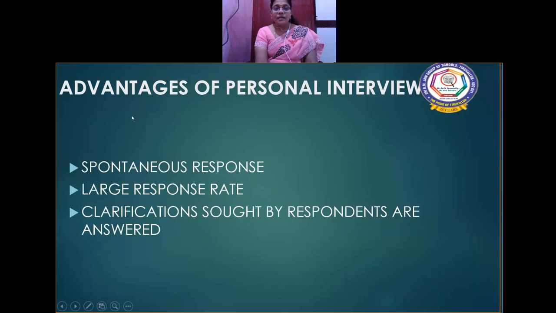Next one, advantages of personal interview. We have some advantages over the personal interview, that is spontaneous response. If you meet the respondent personally face to face or over telephone, the respondent is in a position that he has to answer then and there, whether yes or no. So on the spot you can get the information. Next one, large response rate. You can ask different questions continuously until you get the answer. So there will be a large response through this.